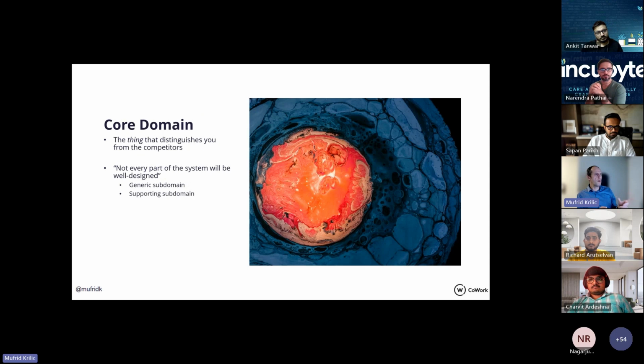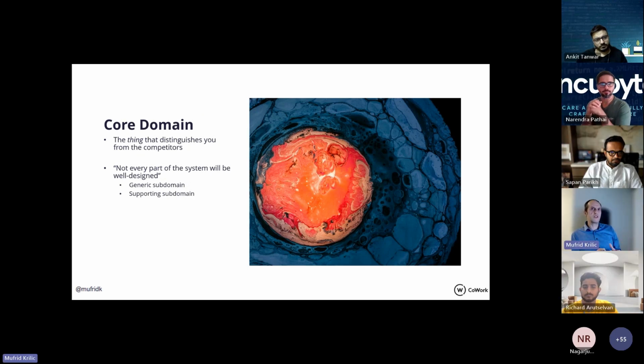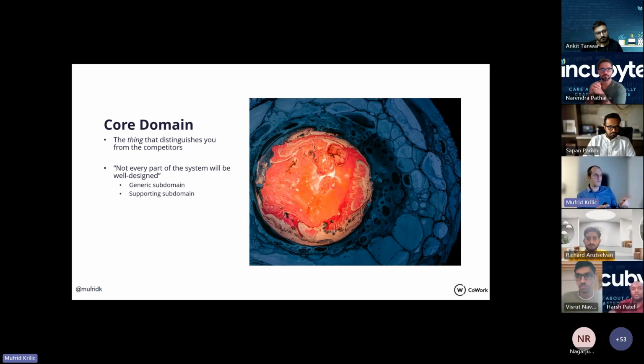The core domain is the thing that distinguishes you from the competitors. So one of your operational data sources, or some of them, should be in your core domain. One of the data sources is the core source of your core business. Meaning that not every part of the system will be well designed. So you want to focus on the core and perhaps have customizable software or outsourcing for generic subdomains and supporting subdomains.